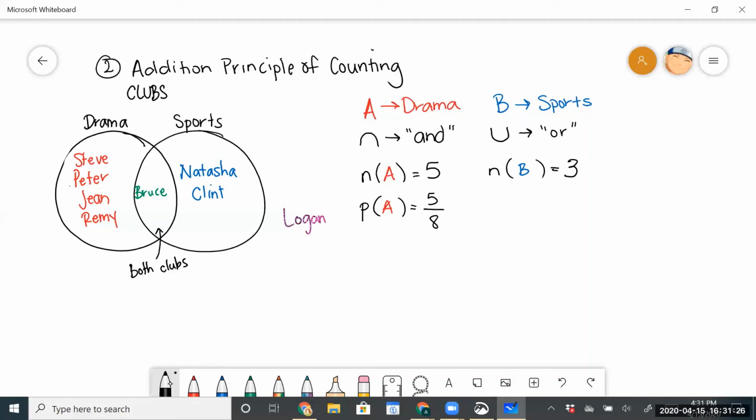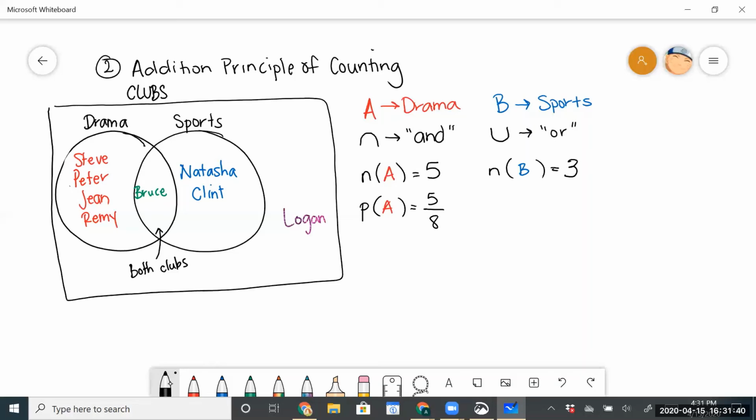If they're using the letter N, they're talking about just the number of people. But if they're using the letter P, then we're referring to a proportion of the entire group that we're talking about. And again, I'm talking about this whole group of clubs where Logan's not part of a club, but he's still part of the group that we are talking about. Same thing over here with B. If I was talking about the proportion of the group that is in sports club, we're talking about the 3 people out of 8 that are in sports.